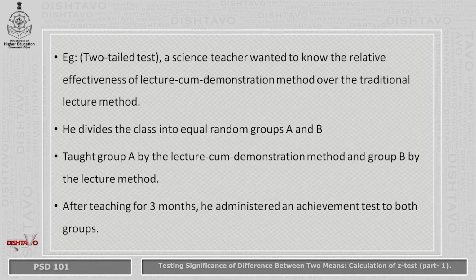Now here we will take an example. A science teacher wanted to know the relative effectiveness of lecture cum demonstration method over traditional lecture method. So, he divides the class into equal random groups, that is group A and group B. He taught group A by lecture cum demonstration method and taught group B by lecture method. After teaching for 3 months, he administered an achievement test to both the groups to know whether there exists any difference between the two groups.